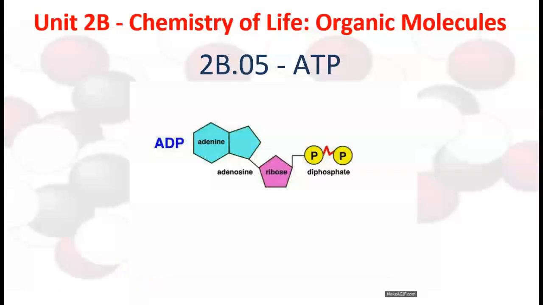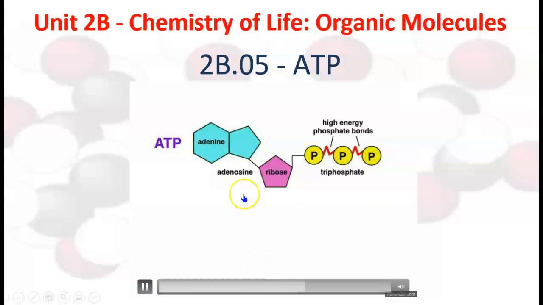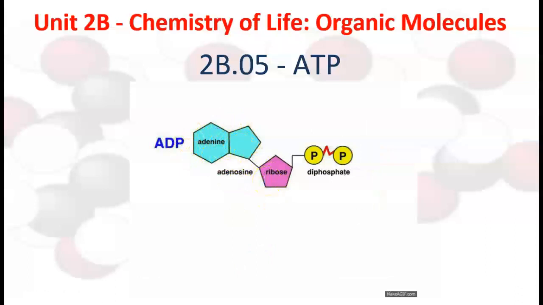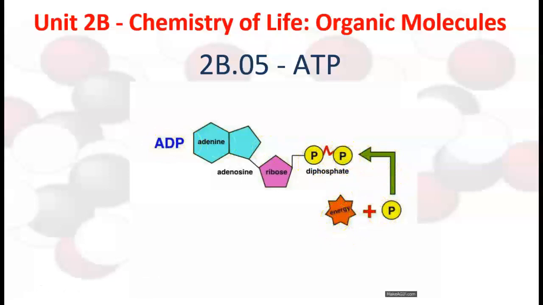So what you should see happening here is the adenine and the ribose portions of the ATP, they don't change. What happens is, I'm going to walk you through it. Now, energy comes along and adds another phosphate group to the end of this. So instead of adenosine diphosphate, another phosphate comes along. It costs some energy to do that. So we're storing energy in there. And that becomes adenosine triphosphate.